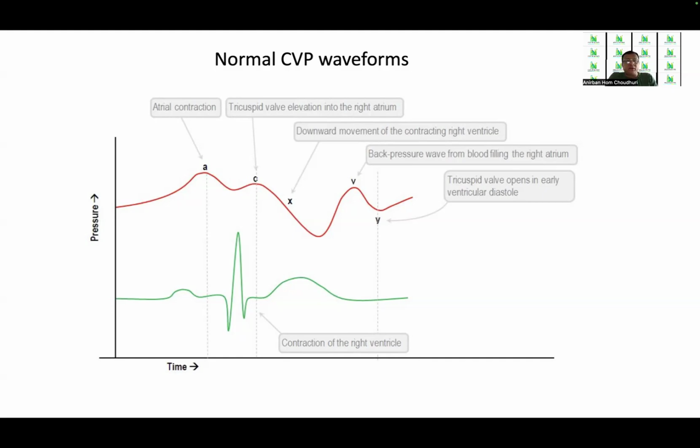So A is because of atrial contraction. C is because of tricuspid valve bulging into the right atrium. The V is because of back pressure from blood filling the right atrium. X descent is because of downward movement of the contracting right ventricle. And Y descent is because of the tricuspid valve opening during early ventricular diastole.